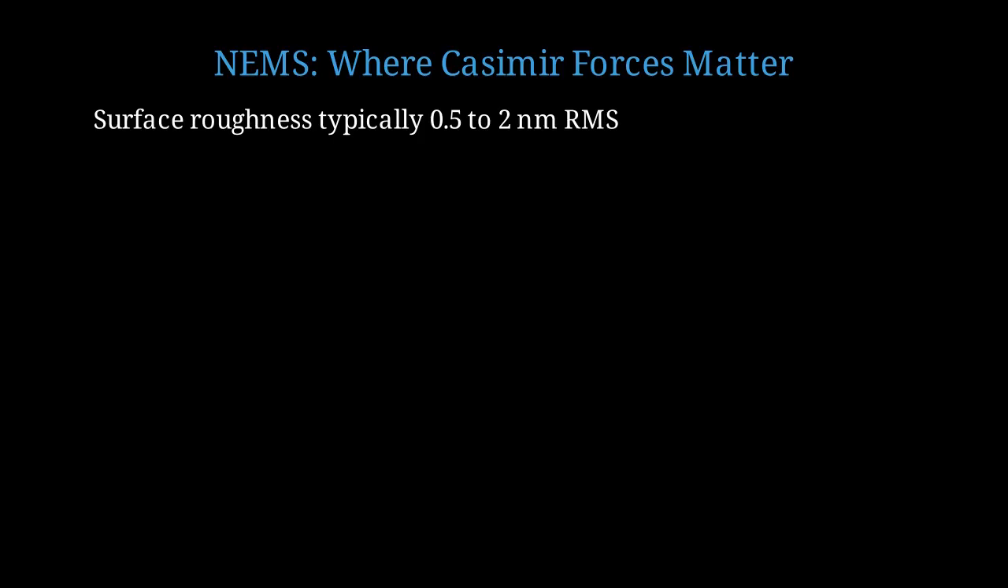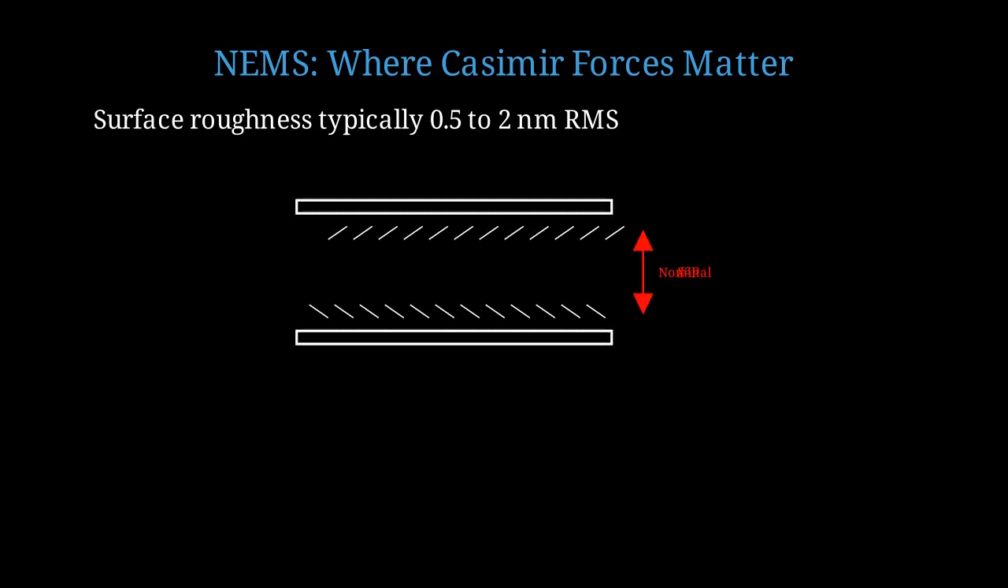This means the actual contact area is much smaller than the nominal area, and the effective gap is larger than the ideal gap. Real surfaces are rough. The actual separation is determined by the highest asperities on each surface. This increases the effective gap and reduces stiction forces, which is actually beneficial.